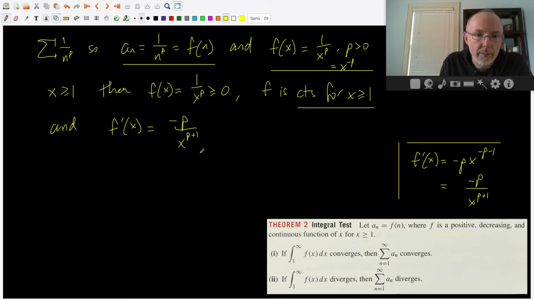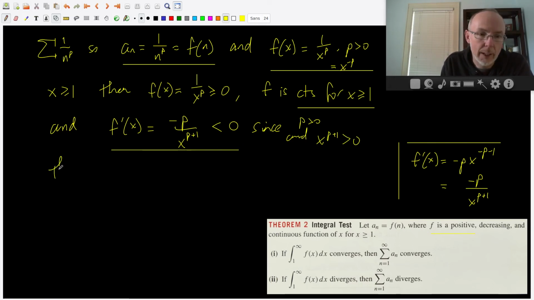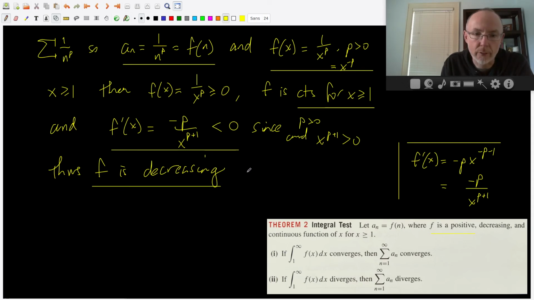P is positive. X to the p is positive. So this has to be negative, right? Because we've already said that p is positive and we expect that x to the p plus 1 is positive. So this whole thing must be negative and therefore f is decreasing. And that's what we wanted, right? If the first derivative is negative, then f is decreasing. And it's decreasing everywhere, but in particular, it's decreasing when x is bigger than or equal to 1.